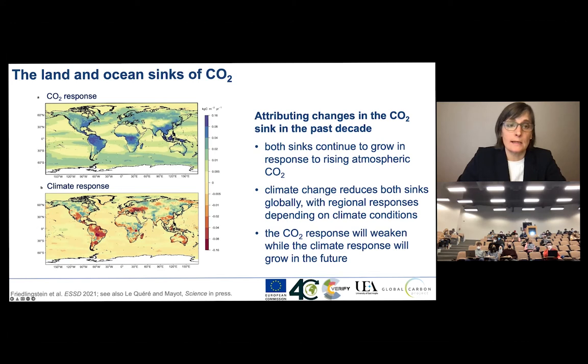There are 2 processes. Clearly, the response to increasing CO2 is that both sinks continue to grow. But the response to climate is quite different, with the land sink in particular having these hotspots of decreasing sink, putting their CO2 back into the atmosphere, and the ocean warming causing a very gentle but widespread weakening of the carbon sink.